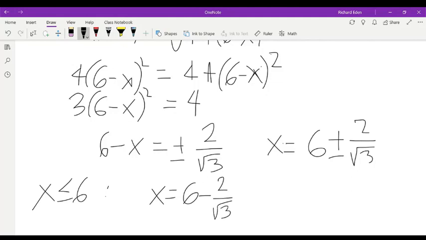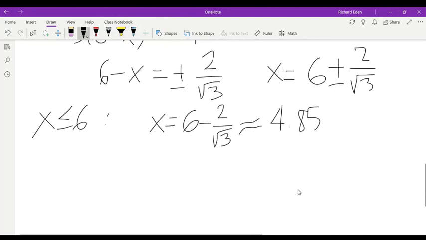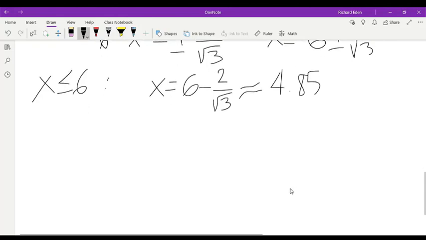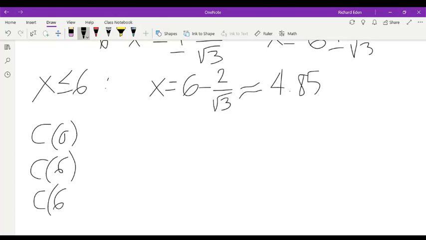If you're not sure whether that's still in the interval 0 to 6, then for the doubting Thomases out there, this is approximately 4.85, definitely inside 0 to 6. Now our function c is continuous on the closed interval 0 to 6, so we just have to evaluate at 0 and 6, the endpoints, and at our single surviving critical number. I'm going to write down the exact forms, but for comparison you may need to do an approximation.